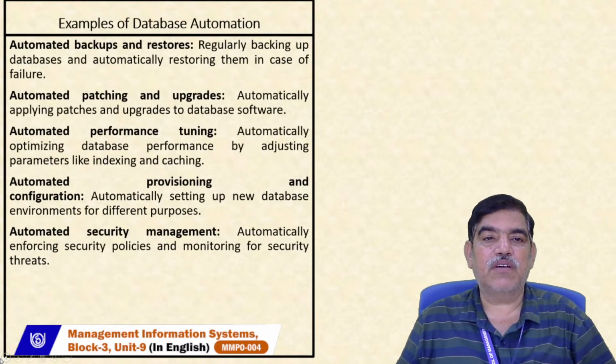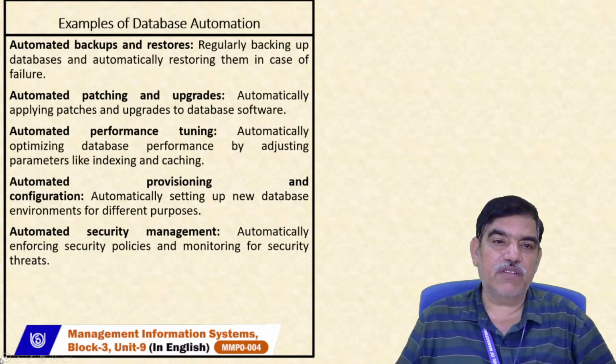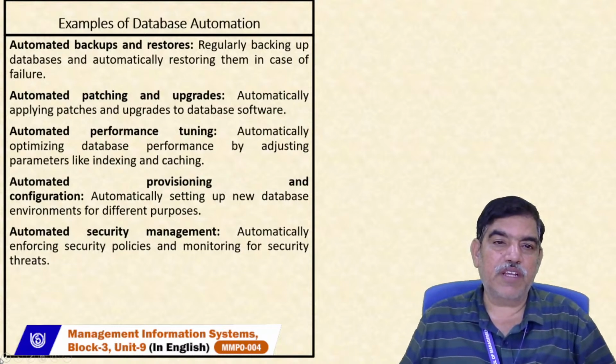Examples of database automation system. Automated backup restores. Regularly backing up databases and automatically restoring them in case of failure. Whenever we implement the database management system in the organization, we always keep in mind how to back up the database. And it can be done automatically.